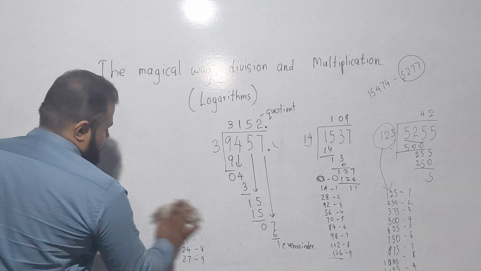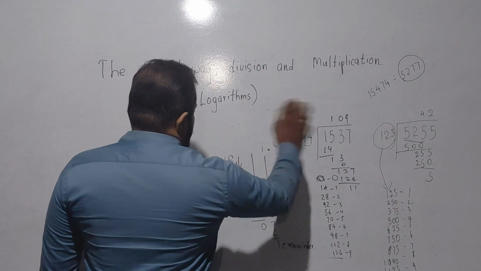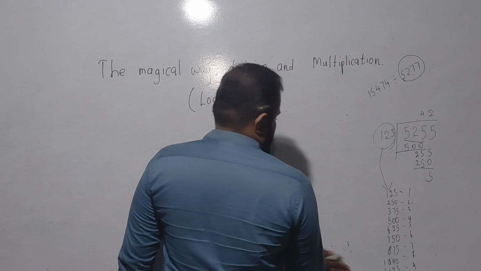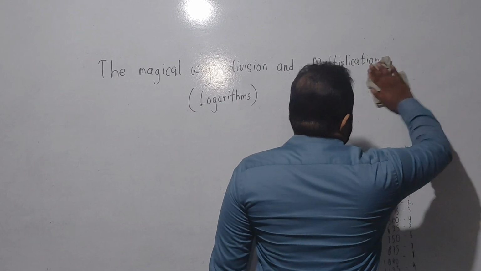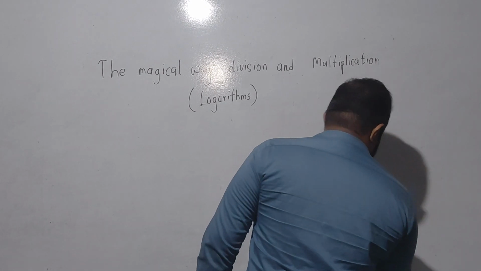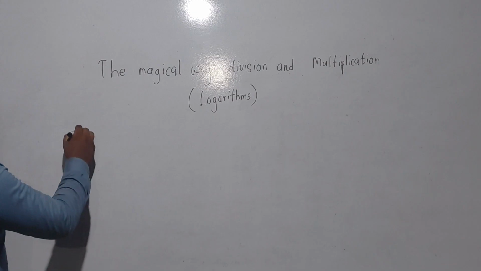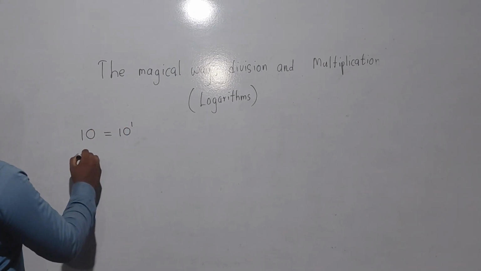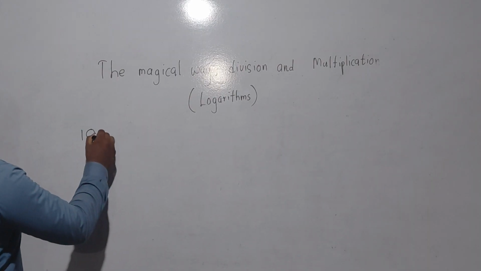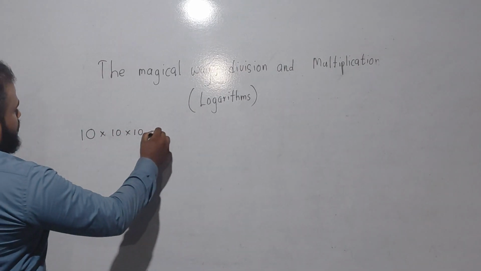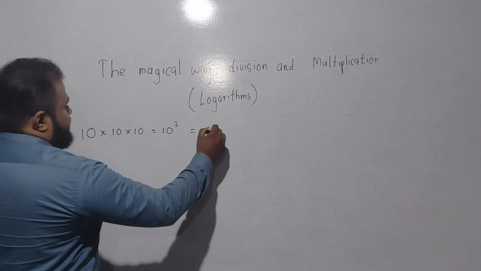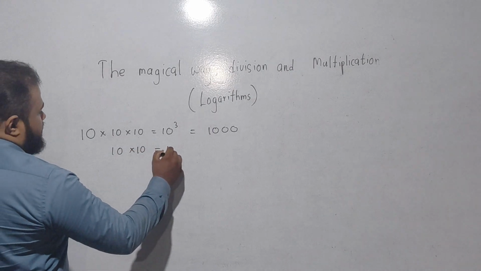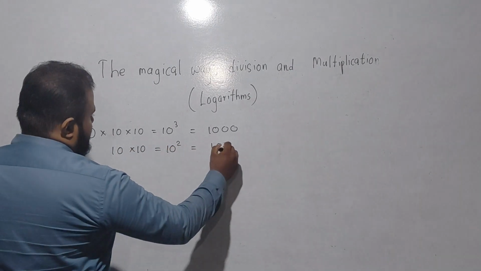Logarithms are based on powers of 10 and the indices laws. What are indices? It's like this. You know, 10 is 10 to the power 1. 10 times 10 times 10 is 10 to the power 3. You know it's 1000. 10 times 10 is 10 to the power 2. You know it's 100.